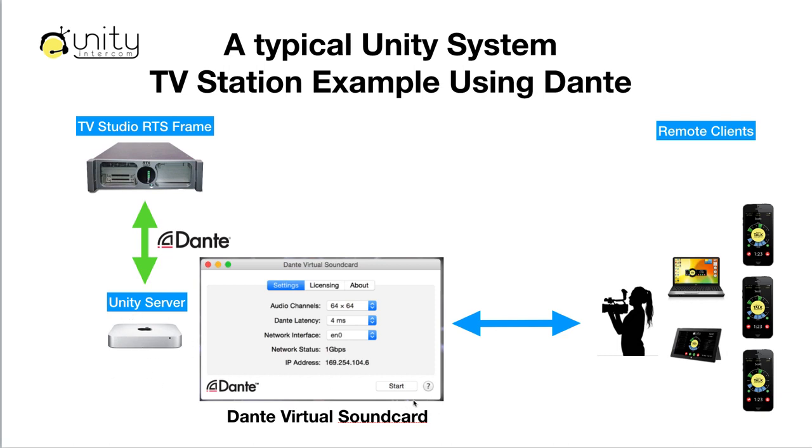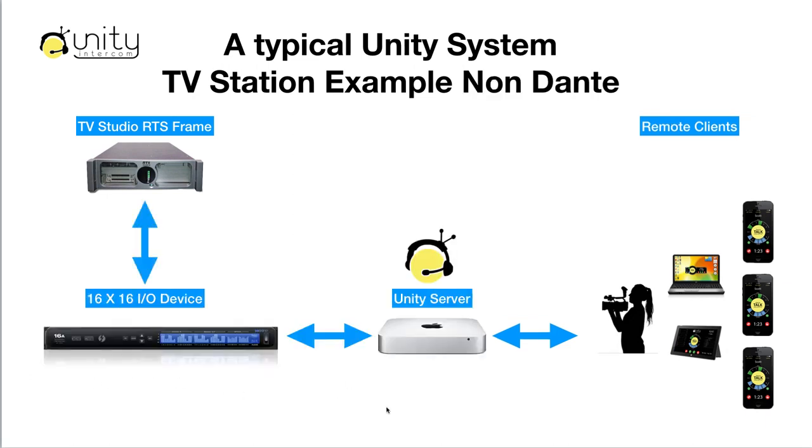So the Unity server, using Dante Virtual Sound Card, is actually going to grab those Dante audio feeds over the network, and it's going to be able to interface that directly with Unity Intercom, making that available to everybody out in the field. So Dante is real easy when you have that option. Or without, that's no problem. We like the Motu 16A for a device there.